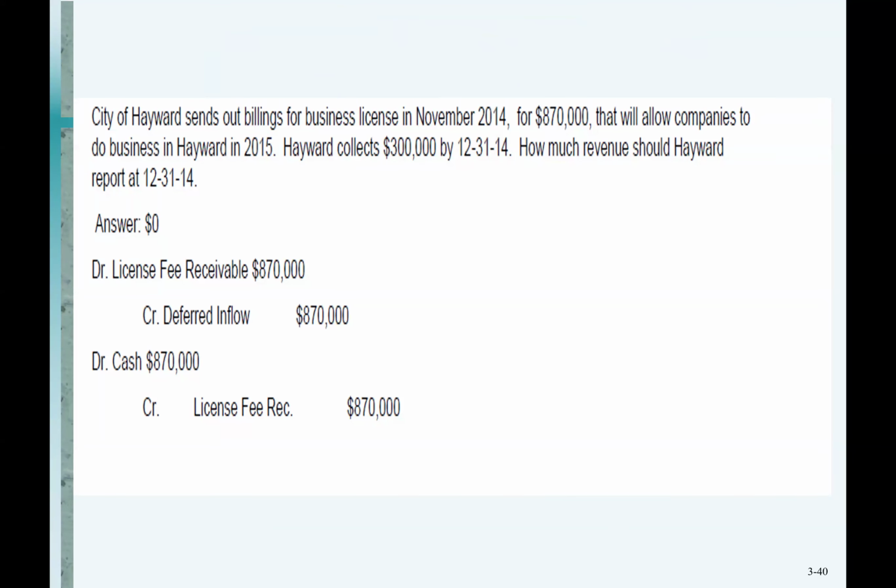Okay, so dealing with licenses, I did another little example here with the city of Hayward. There's $870,000 in business taxes, and they mail the bills out in November for $870,000. They collect $300,000 of it before 2014 is even out. But notice what allows the entities to do business in the city in 2015. So that becomes what? That's when use may begin. That is a 2015 amount of revenue. So for 2014, it would be zero.